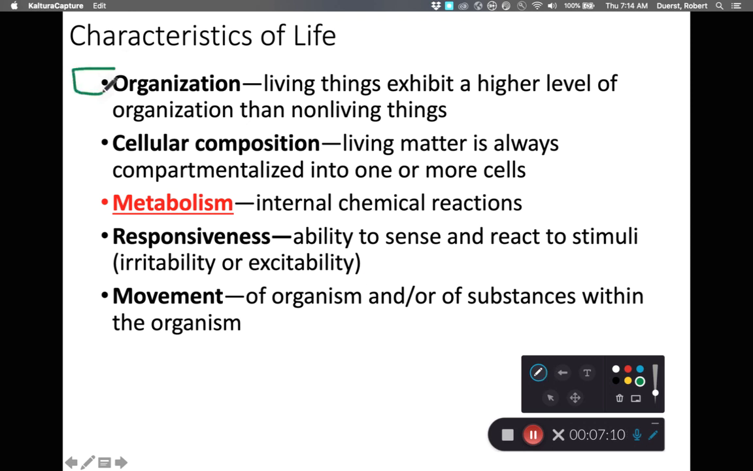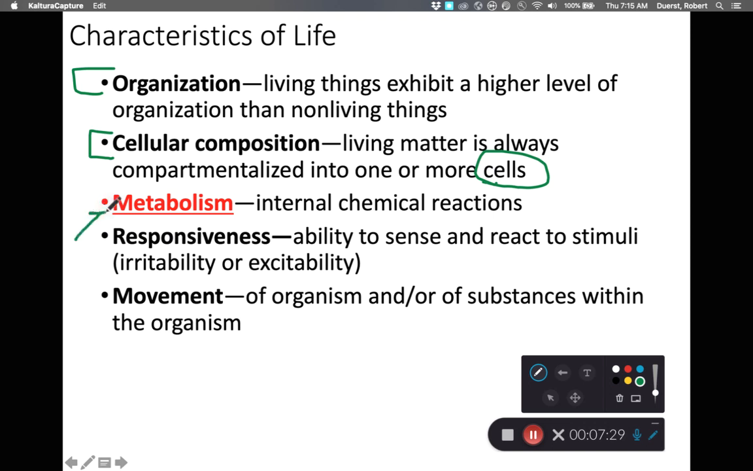So we need to have organization. We need to have compartments within our body. We need to be able to separate chemical reactions within one compartment from another compartment within our body. We need to have cells in our bodies. To be alive, we need to have the smallest structural and functional unit of life. We need to have cells.